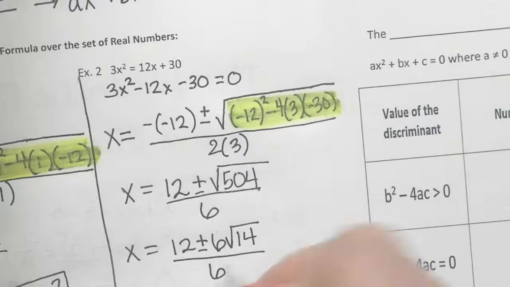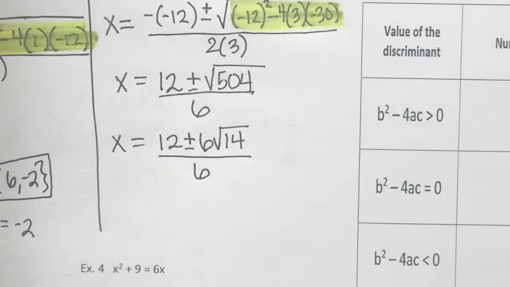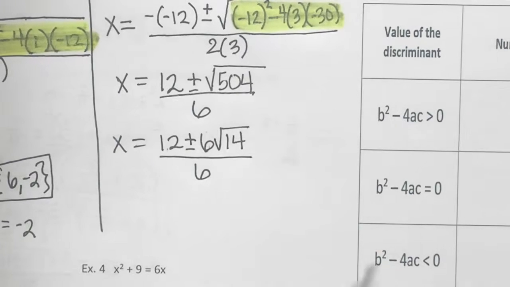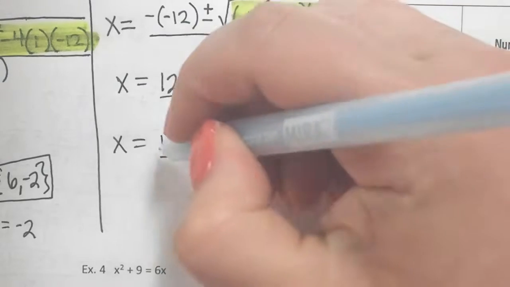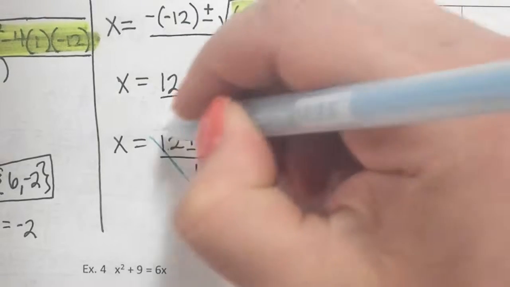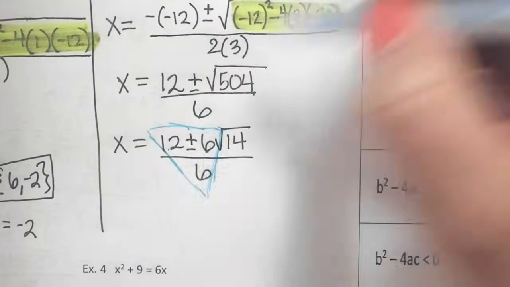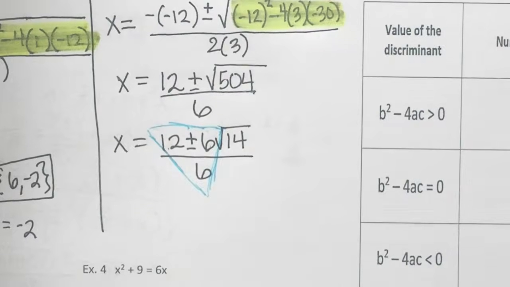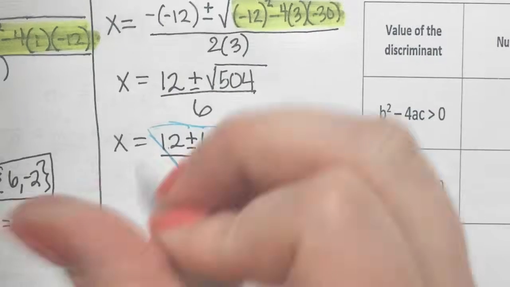All over 6. Okay. Now, there's going to be no way that we can add 12 to 6 root 14, right? We can't do that. Okay? So, and we don't necessarily end here. What we do now is we look at this triangle of rational numbers, and we ask ourselves, will all 3 of these divide by a number? If the answer is yes, we do it. If the answer is no, if only 2 of them will divide, then we don't do it. Okay? All 3 of them will divide by 6, right? So we're going to divide it all by 6.